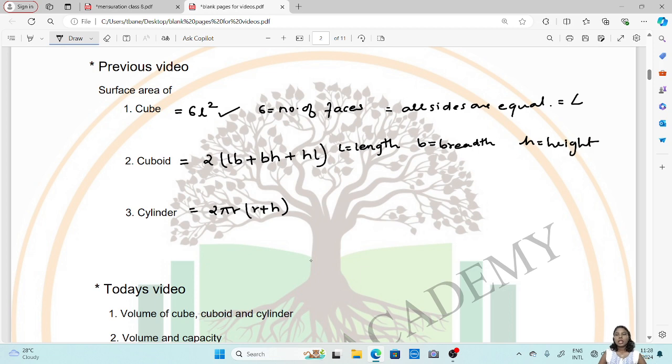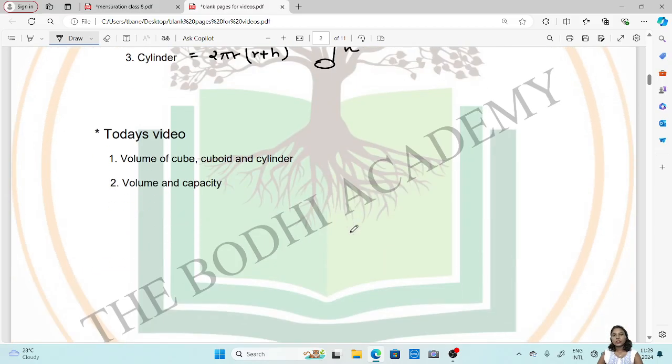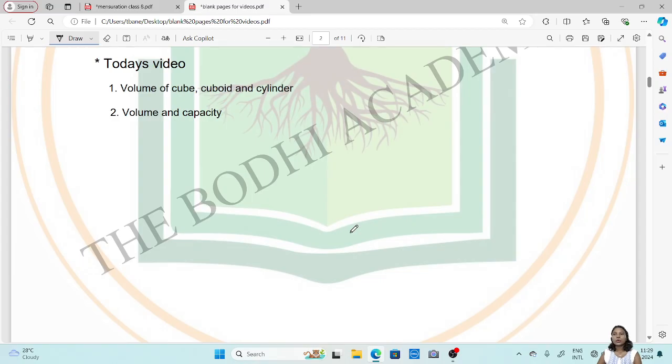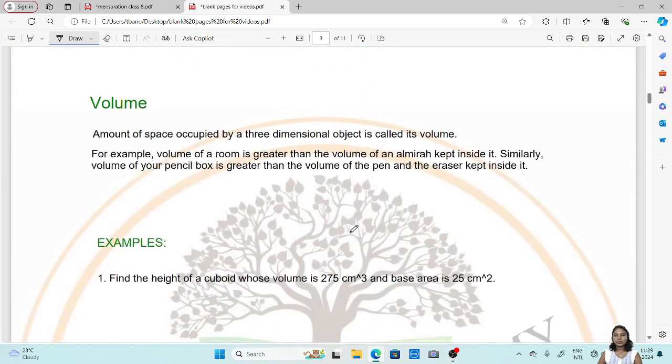Okay. So now later we saw about the cylinder, that is we said it is 2 pi r plus h. So we considered the two circular sections of the cylinder to be pi r square and the height of this cylinder. Okay. So now in today's video we'll continue to know about the volume of cube, cuboid and cylinder, and also we'll see volume and capacity.